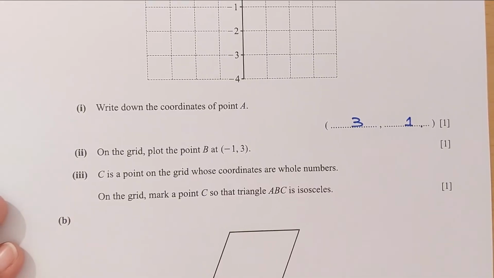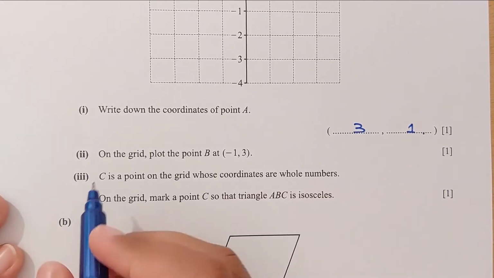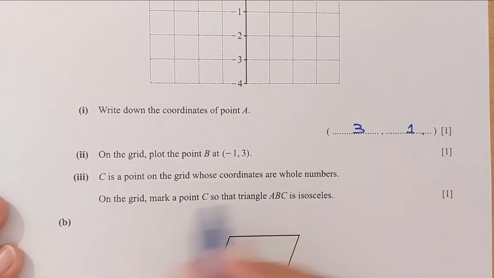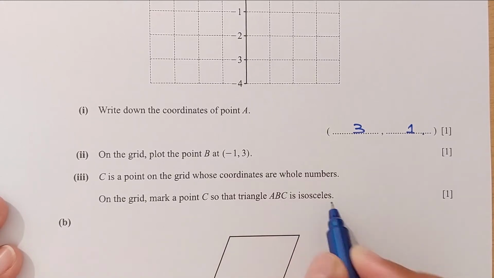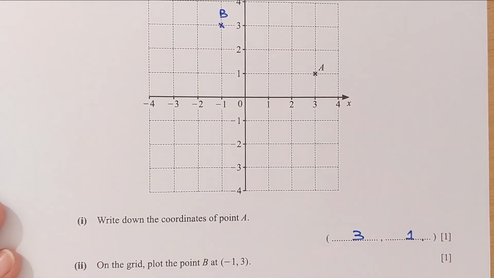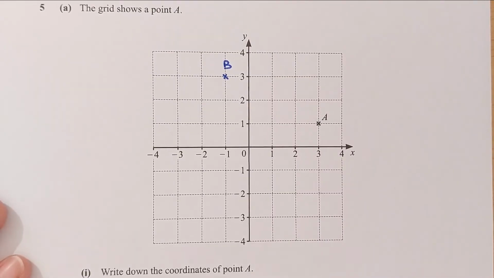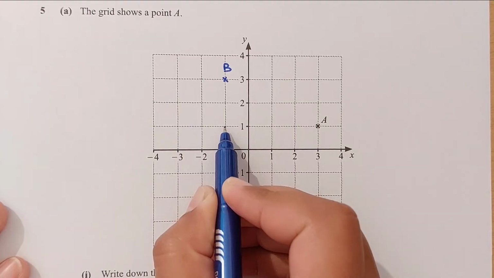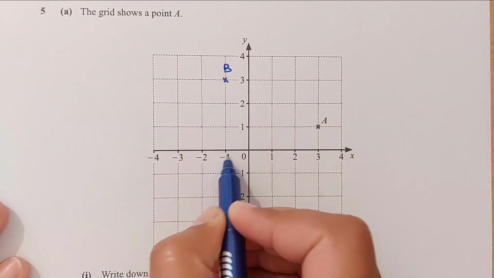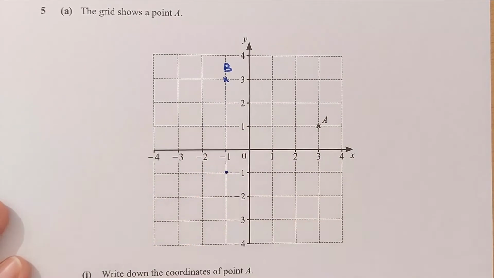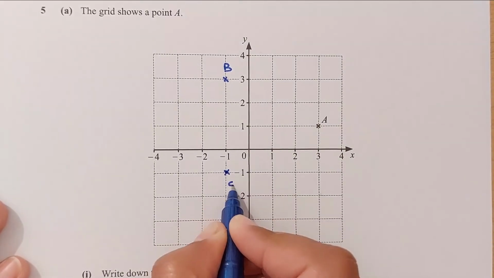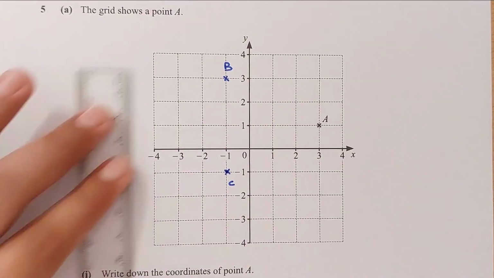Right. Now for part C, C is a point on the grid whose coordinates are whole numbers. On the grid, mark the point C so that the triangle ABC is an isosceles triangle. An isosceles triangle is a triangle having two sides the same, right? So A to B, 1, 2, 3, 4, right? And then 1 and 2, the same 1 and 2 downward. So these are the coordinates for C. So here we have C, and this triangle is an isosceles triangle.